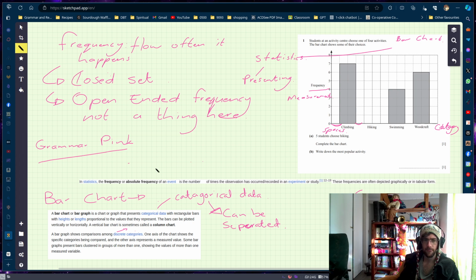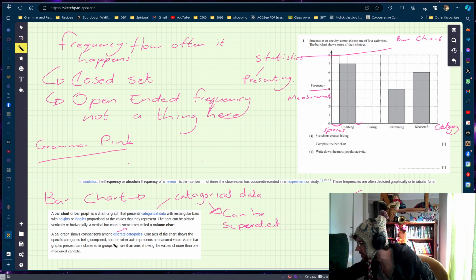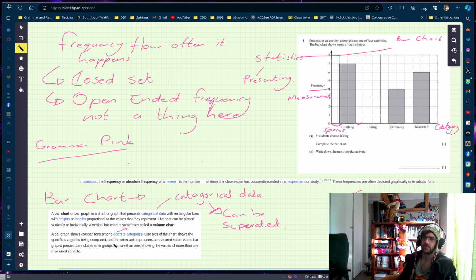Some bar graphs present bars clustered in groups of more than one, showing the values of more than one measured variable. Do you want to quickly jump into discrete categories so that we've got that definition?